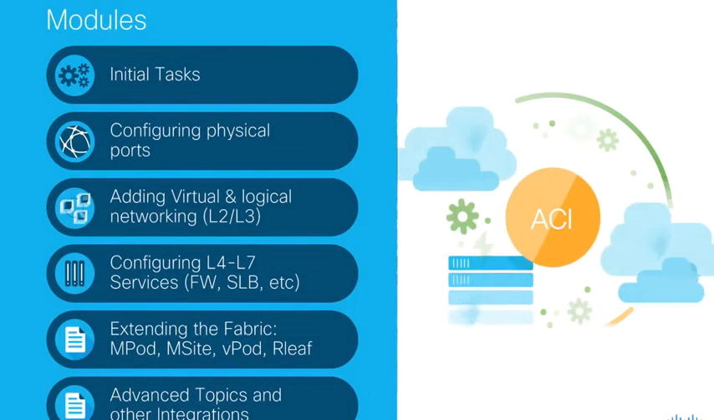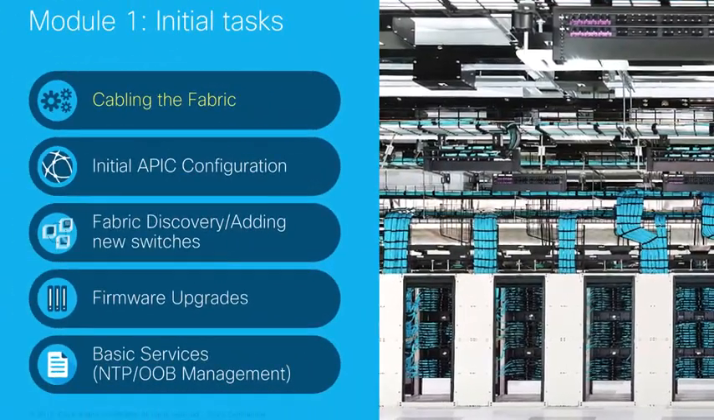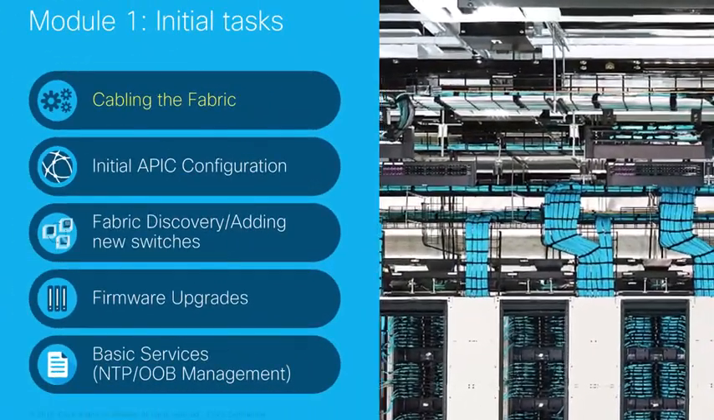This series consists of multiple modules that will take you from the initial ACI configuration all the way to operations and troubleshooting. Each module will have multiple sub-modules that will show you specific step-by-step configuration tasks through short videos and working configurations. Let's start with Module 1, Cabling Fabric.